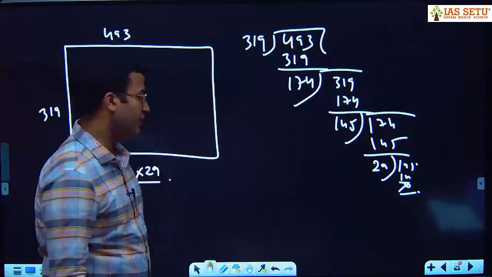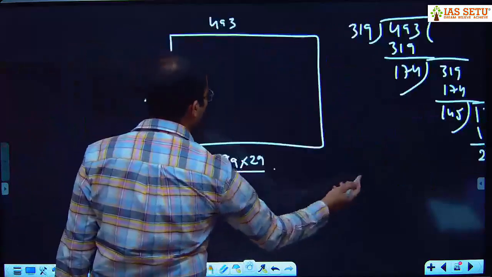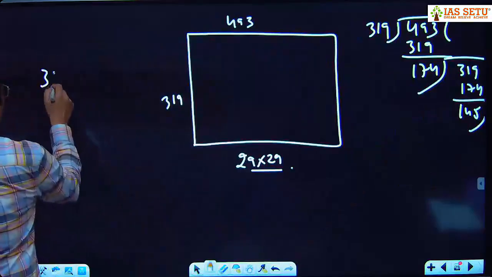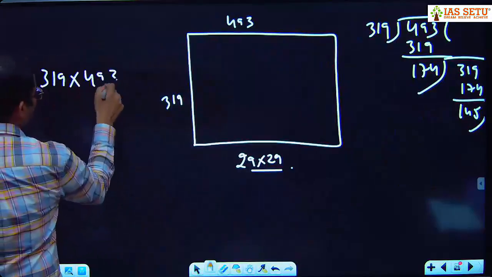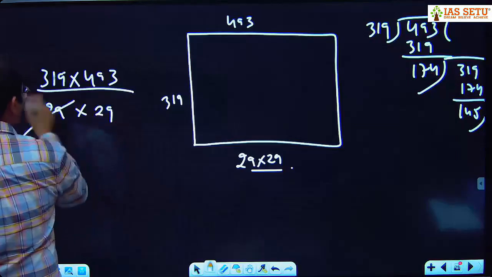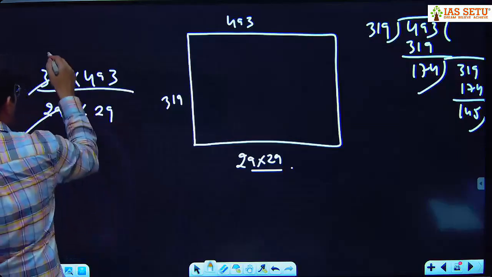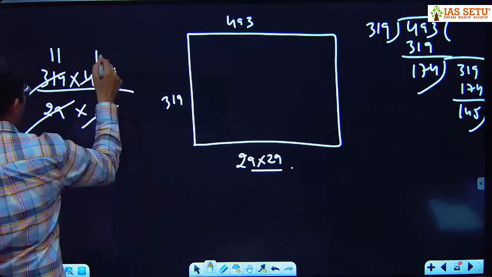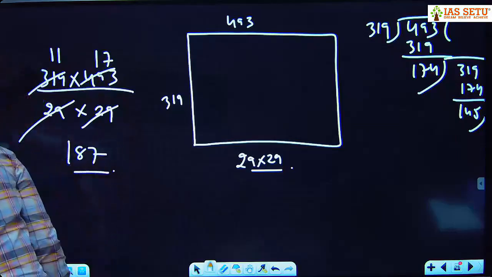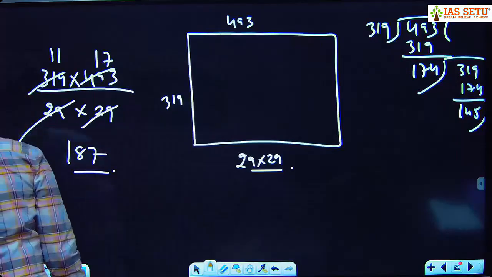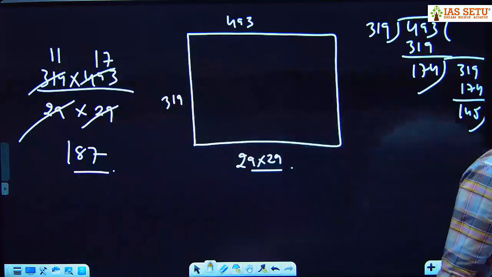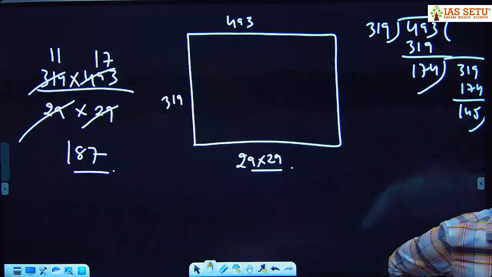But we have to find the number of tiles also. The formula for the number of tiles is the area of the rectangular floor divided by the area of the square tile. 319 into 493 upon 29 into 29. If you cancel it, you are getting 11 here, you are getting 17 here. 11 into 17 is 187. Okay. Any doubt before I take the next one?